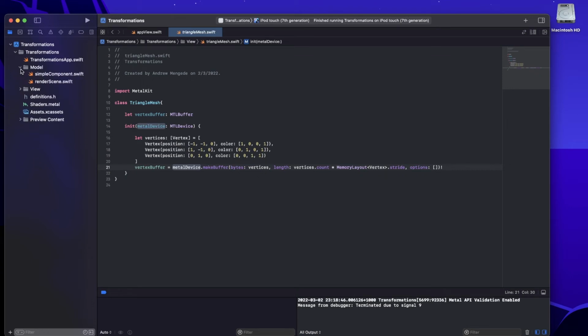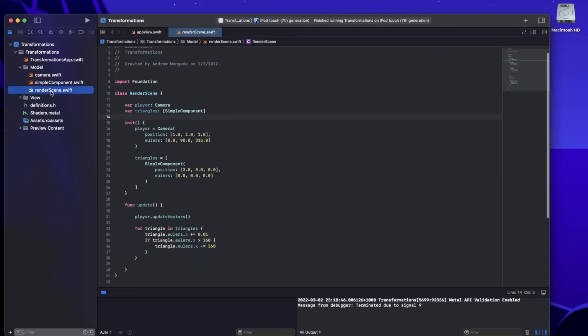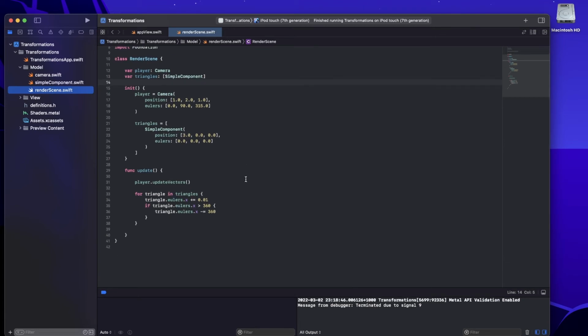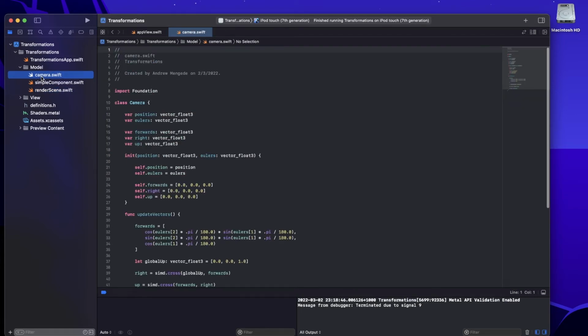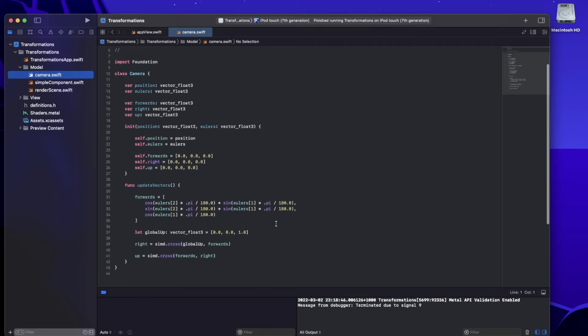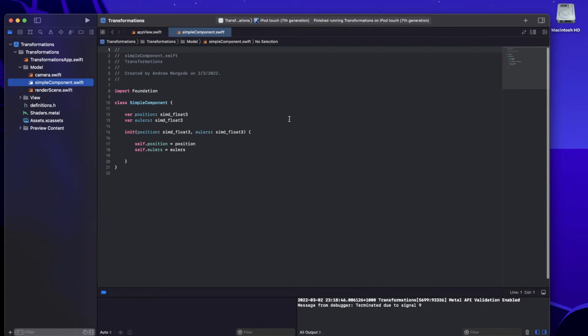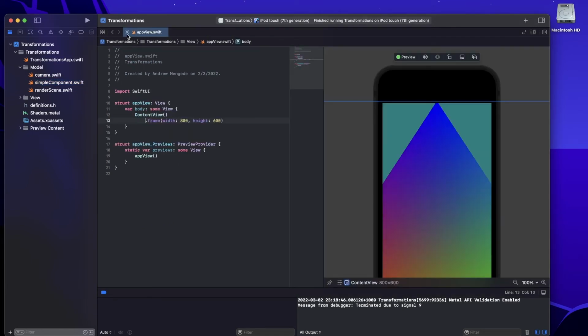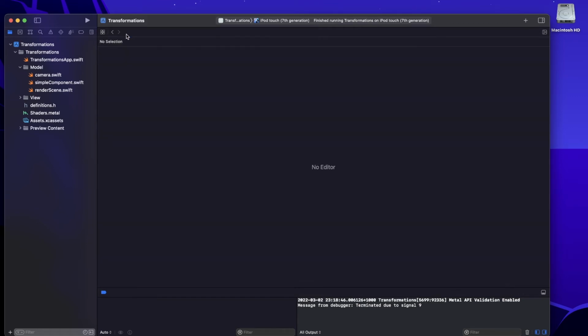But we also have these model classes. We have a scene, and the scene has a camera and a list of triangles. At the moment, it's just one. And each of these objects has their own functions and things. So the camera has positions and rotations and a function here to calculate its forwards, up, and right vectors. So as I said, link is in the description.